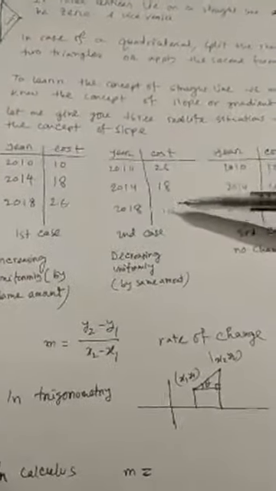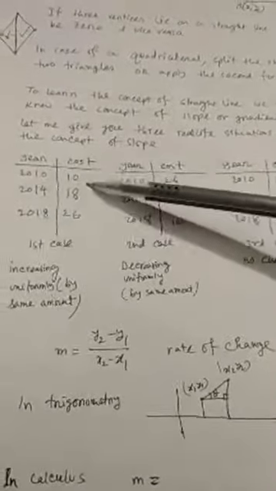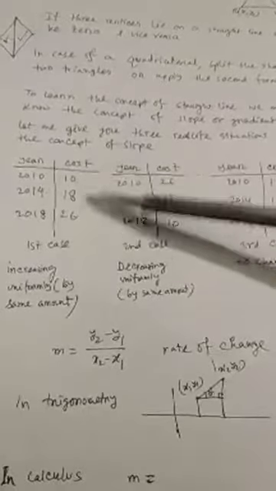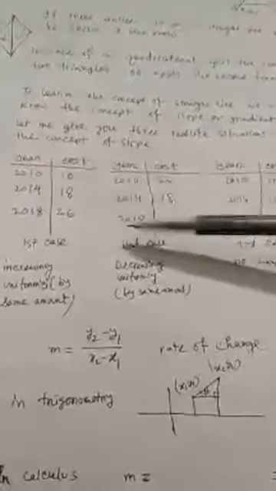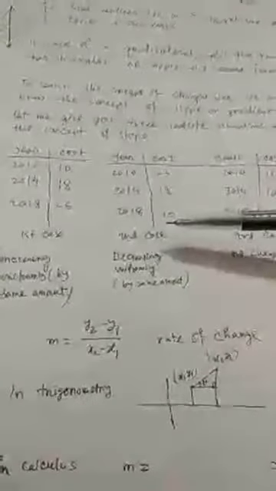And remember, here the cost was increasing by the same amount every year, that is 2 taka. And this sort of change is called uniform change, changing by the same amount every year, 2 taka. The cost is increasing here and the cost is decreasing here, 2 taka by 2 taka every year. This is called uniform change.